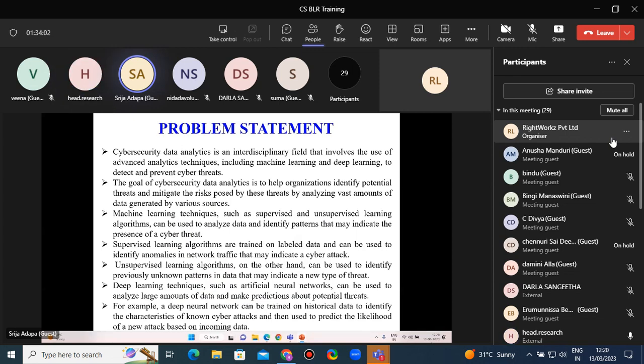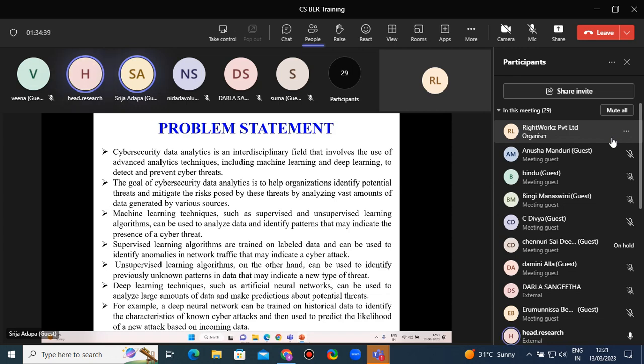Cybersecurity data analytics is an interdisciplinary field that involves the use of advanced analytics techniques, including machine learning and deep learning, to detect and prevent cyber threats. The goal is to help organizations identify potential threats and mitigate the risk posed by them by analyzing vast amounts of data generated by various sources. Machine learning techniques such as supervised and unsupervised learning algorithms can be used to analyze data and identify patterns that may indicate the presence of a cyber threat.